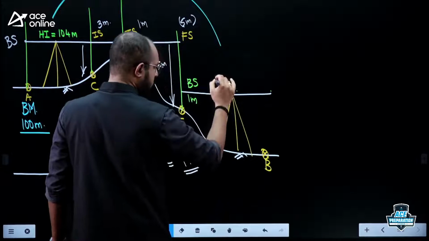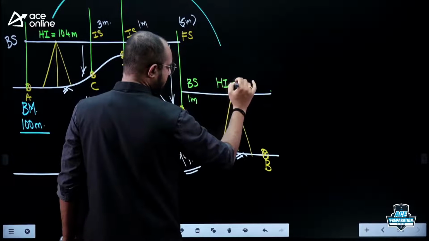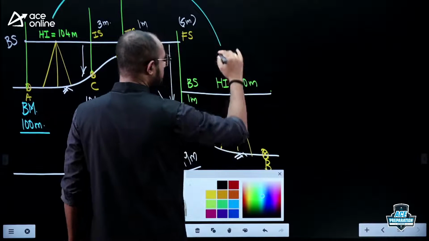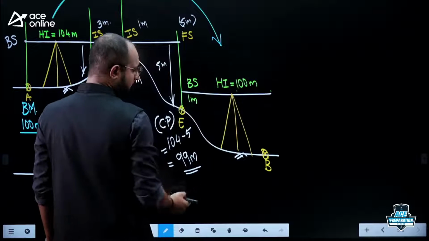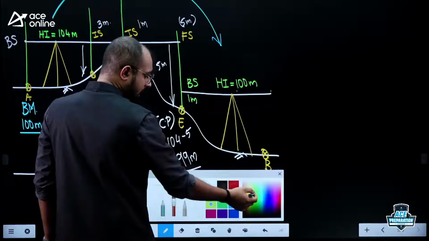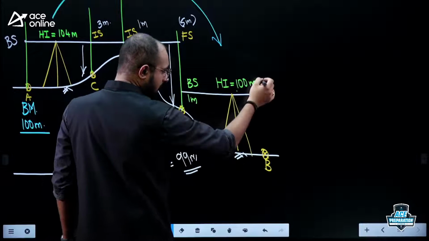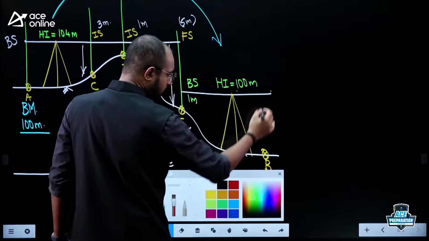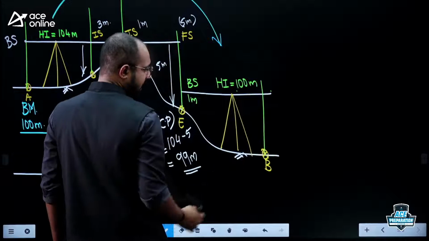So the new height of the instrument is 99 plus 1, equal to 100 meters. This is how my instrument looks after shifting. Now what do I need to do? I need to keep my leveling staff. To find the reduced level of B, I should keep my leveling staff exactly at B.